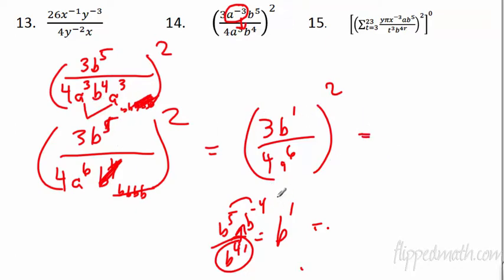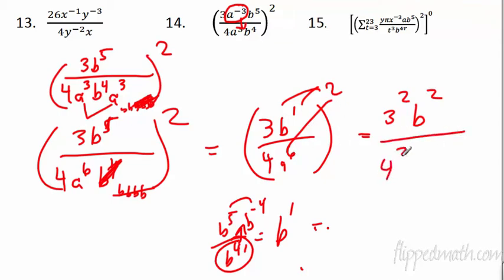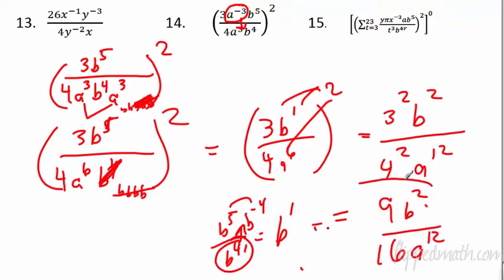All right, on to where we were. We get 3b over 4a to the 6th, that whole quantity squared. Remember, when you square a fraction, you got to go top and bottom. And when you go top, you got to go to both terms: the coefficient, we're going to get a 3 squared, and the variable, we're going to get b squared. Same thing on the bottom: 4 squared and then a to the 12th. Final answer, if we simplify this, we get 9 b squared all over 16 a to the 12th.